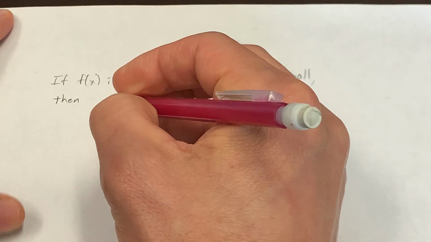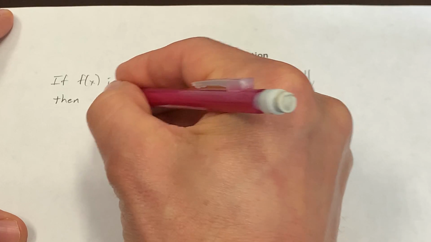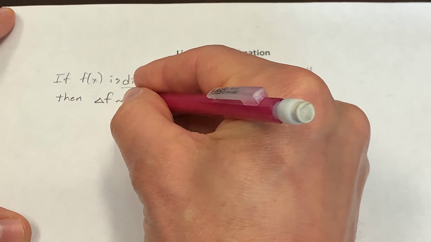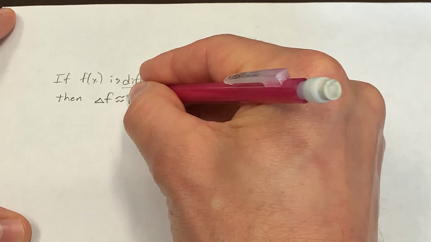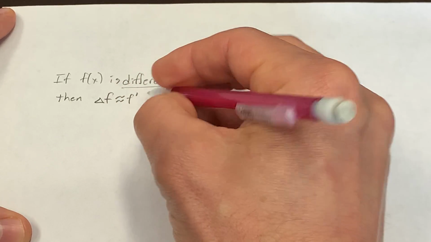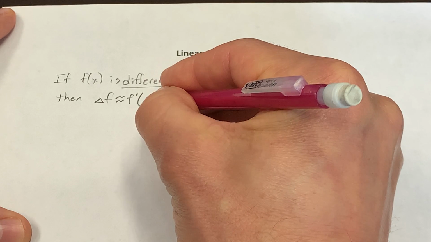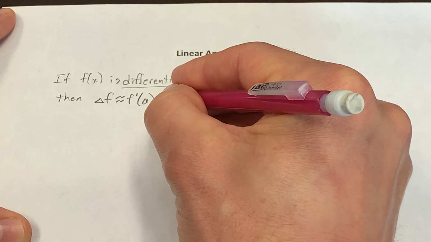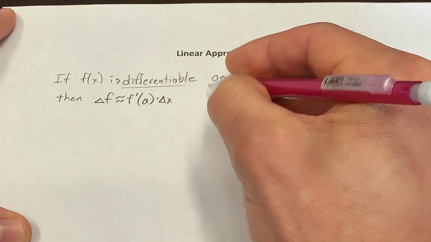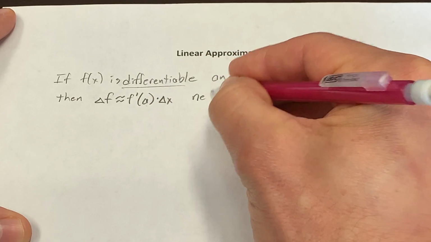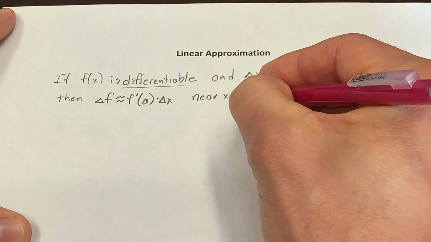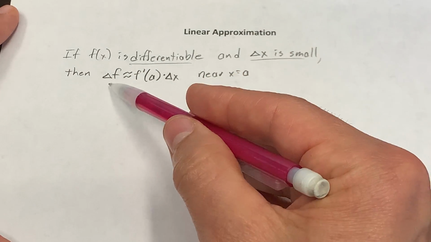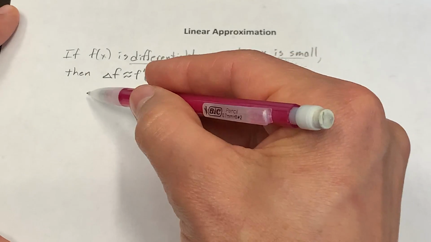Then the change in f, the change in the height, is approximately the slope of the function at a point a times delta x near x equals a. So what does that say? Well, it says essentially use the tangent line. So let's think about that.